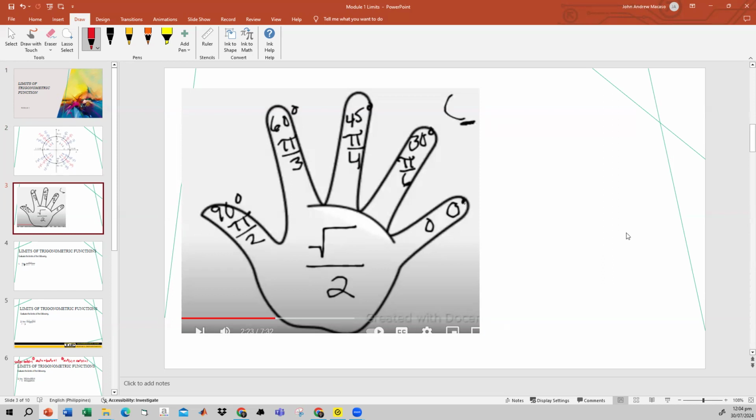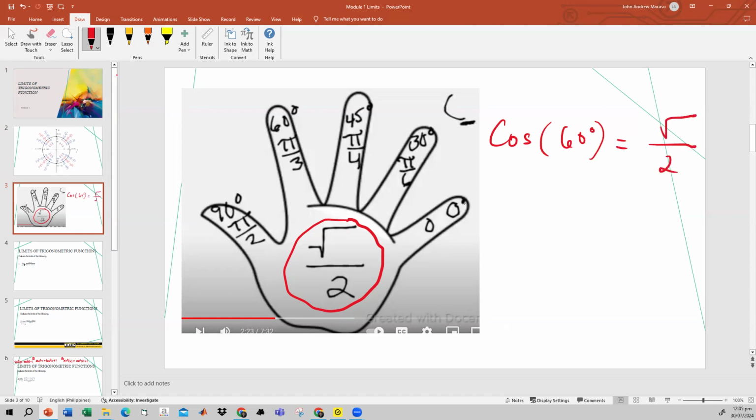Okay, so every time that we get, let's say, cosine of this angle, what you'll get is simply this value, that's square root of something over 2. Okay, so how are we going to apply this now? So let's say you're asked, class, to get the cosine of 60 degrees. So what you need to do is, this is basically equal to square root of something over 2 automatically. But of course, what is inside the square root? So this is the thing that we need to know.